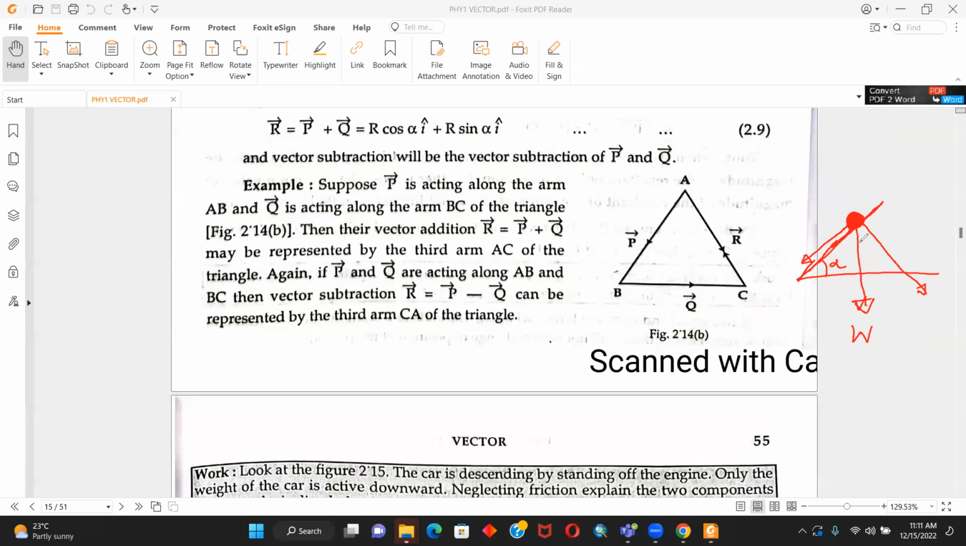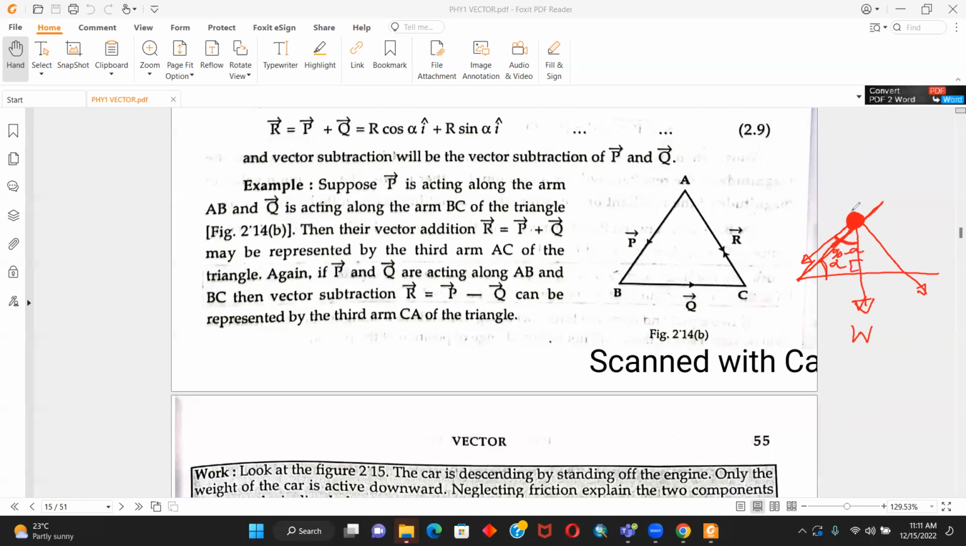Now if this is alpha, then what will be the angle between these two vectors? Forget about vectors. This line and this line. What will be the angle? Alpha? How can this be alpha? This is alpha. Sorry, 90 minus alpha, because this is 90 degrees, right?